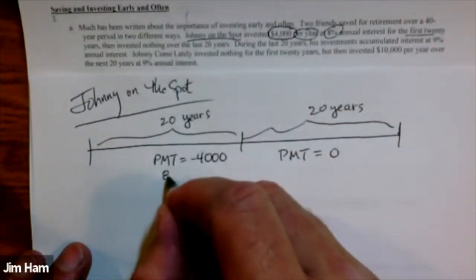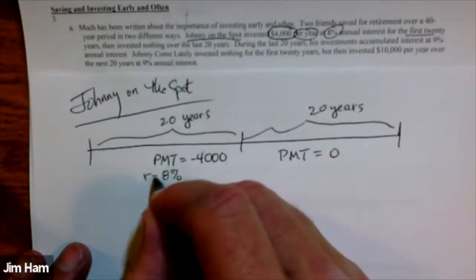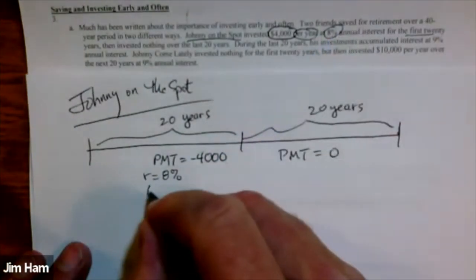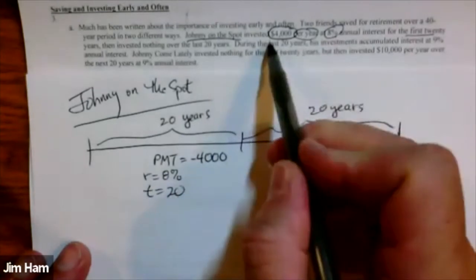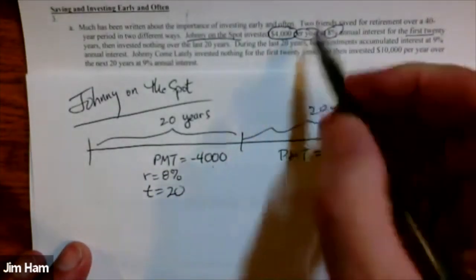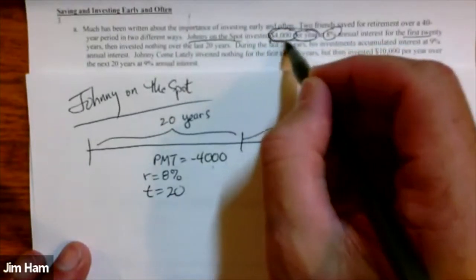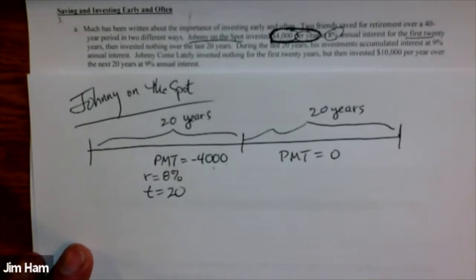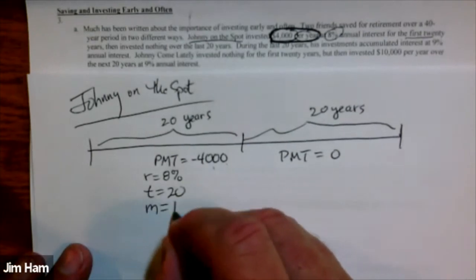In the first 20 years, the interest rate is 8%. The number of years is 20. The payment is $4,000. And the investment is going to occur $4,000 per year. Not monthly, not quarterly, but yearly. And so the value of M is equal to 1.